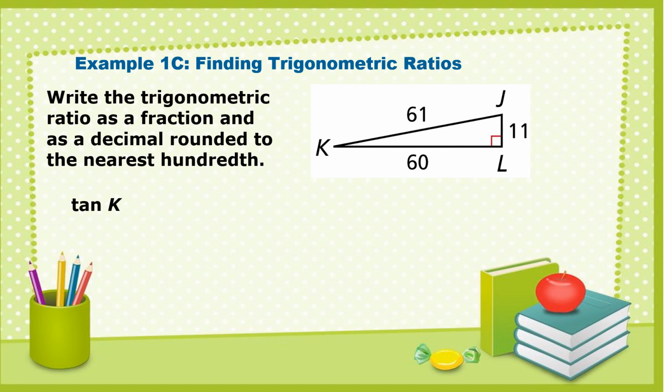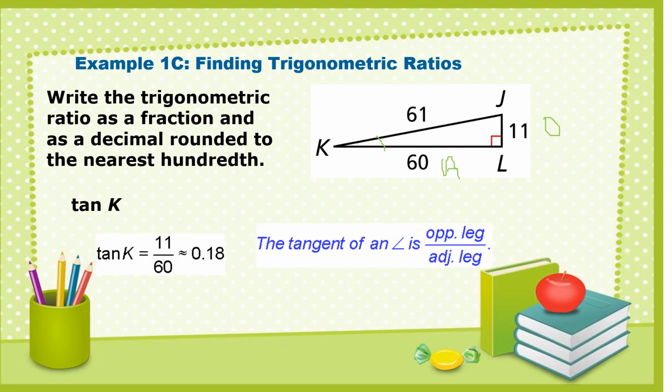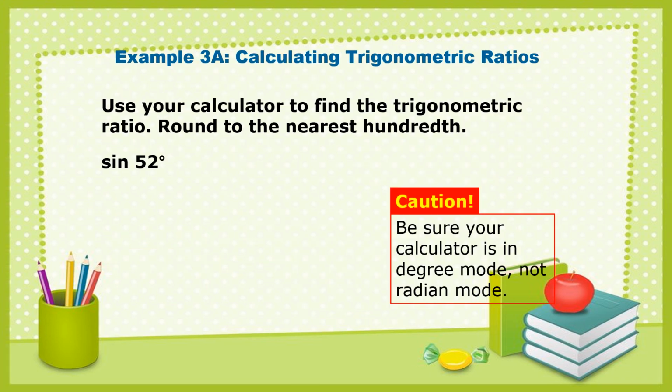Next, we still have the same illustration, tan K. So, tan K, tan is here. TOA. Tangent is equal to opposite divided by adjacent. So, 11 divided by 60, that is equal to 0.18. And always remember, tangent of an angle is opposite divided by adjacent. So, you have here calculating trigonometric ratios.